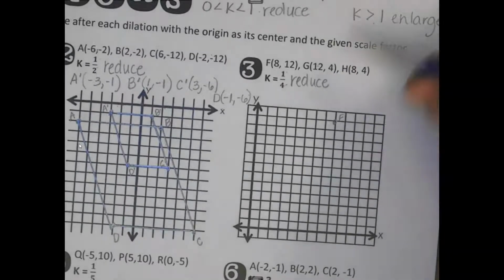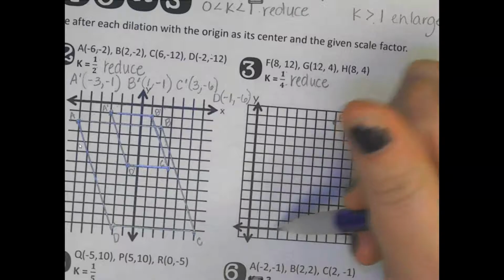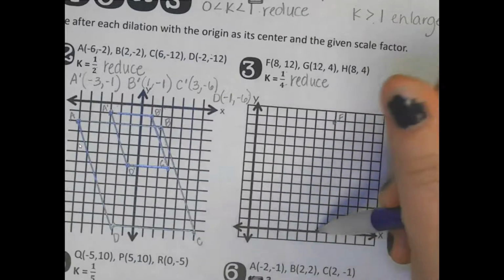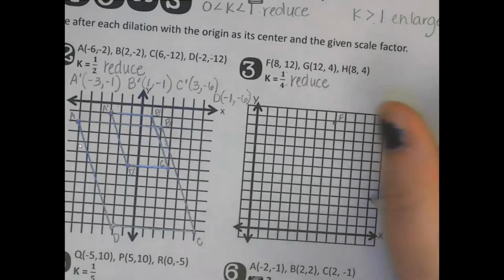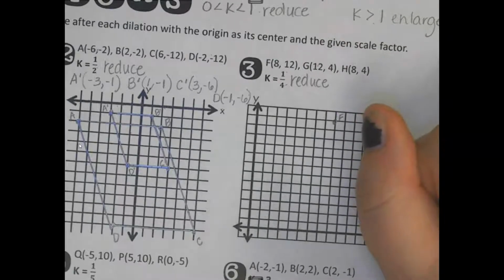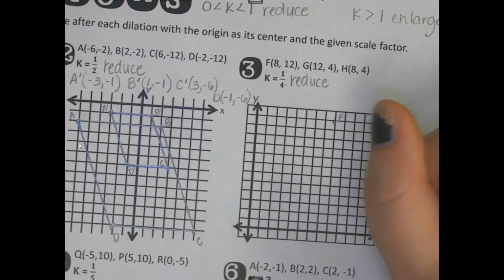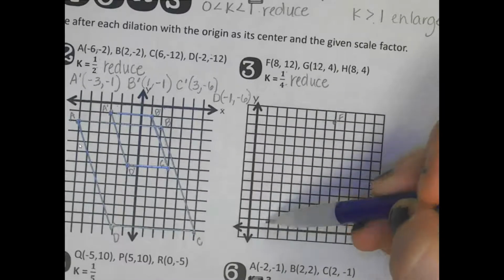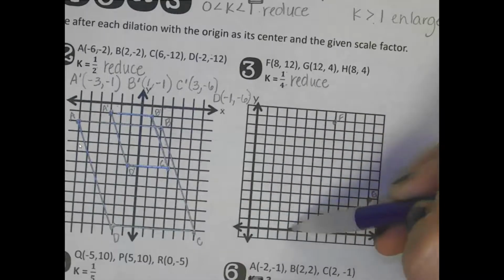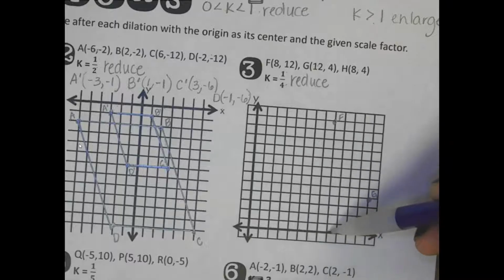12, 4. So I'm going to go over 12. 1, 2, 4, 5, 6, 7, 8, 9, 10, 11, 12. And then up 4. 1, 2, 3, 4. And that is my G. And then my H is 8. 1, 2, 3, 4, 5, 6, 7, 8. And then up 4. Put a dot.